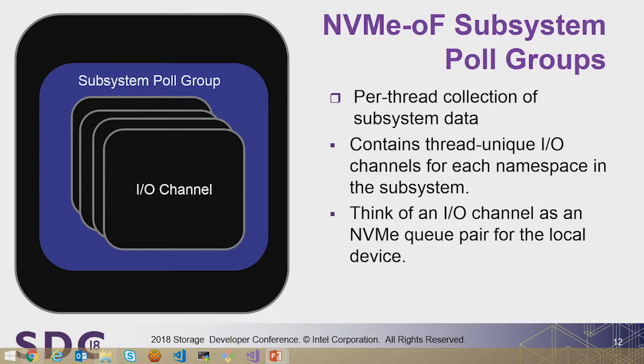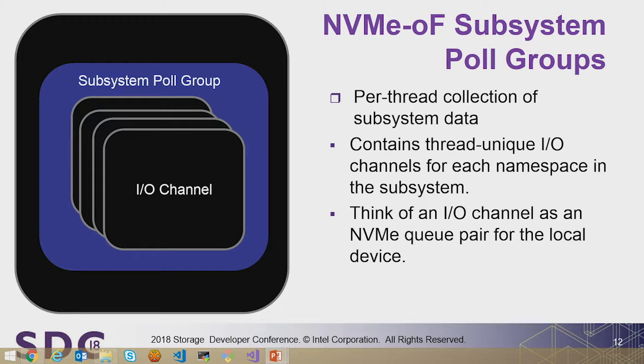There it is. So the subsystem poll groups, this is the per thread cache of state from the global subsystem. What this contains is a set of structures called I/O channels. And if you're familiar with SPDK, you probably know what that means, but I'm not going to assume any of that.